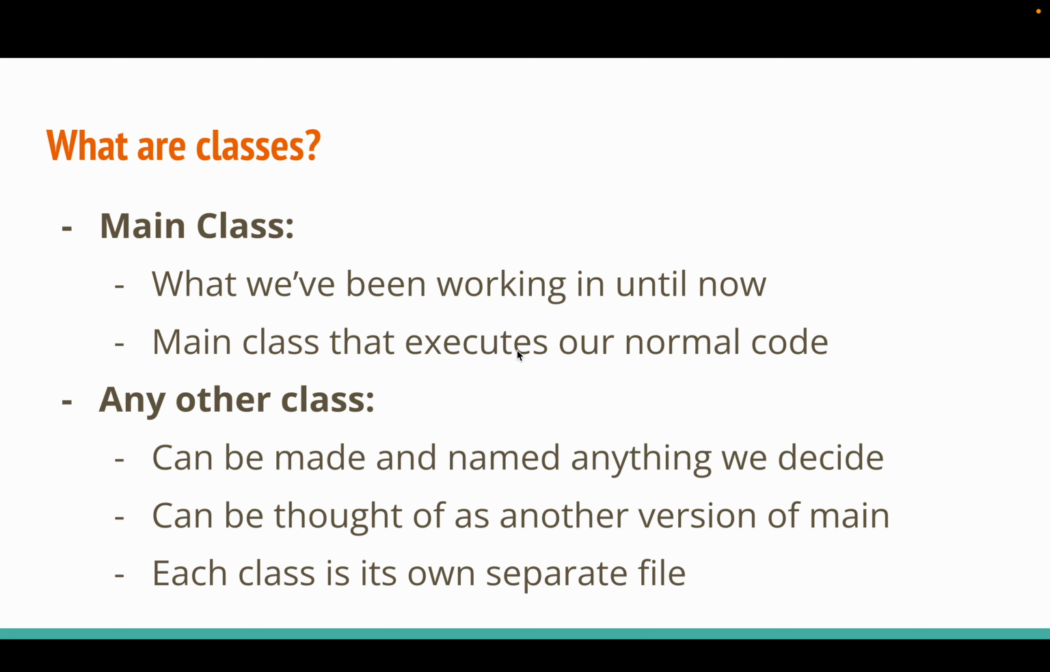Now, what are classes? This is important because classes will be essential to creating our Hangman game. What we've been working on until now is called the main class. It executes our normal code. But we can also make other classes, and they can be made and named anything we decide. They can be thought of as another version of main, but in a separate file. So for example, we can make a class student or a class car.